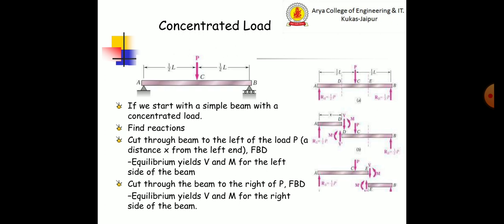Here, a concentrated load on a simply supported beam. If we start with a simple beam with a concentrated load, find the reactions, then cut through the beam to the left of the load P. Draw the free body diagram. Equilibrium yields V and M for the left side of the beam.